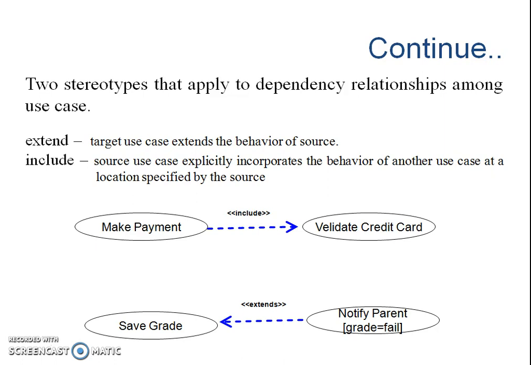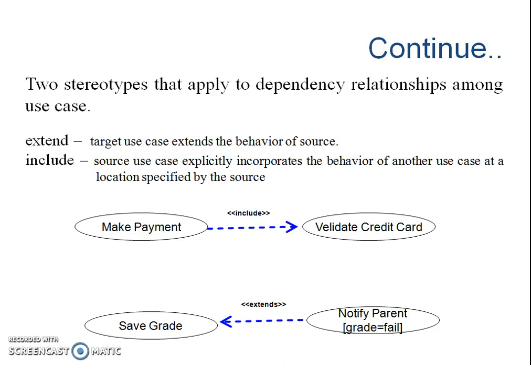For example, make payment is a use case that includes validate credit card. It means to fulfill the functionality of make payment, we have to validate the credit card. It means without the validation of the credit card, we cannot complete the functionality of make payment. So it is the dependency relationship where the nature of the dependency is include. So I can say make payment compulsorily validates the credit card. So include is a compulsory dependency relationship.